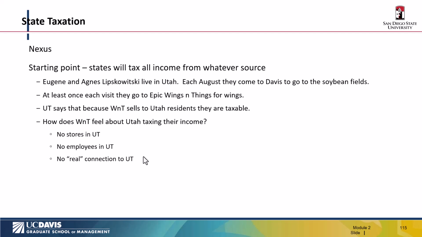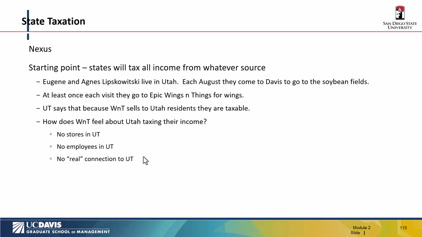So Eugene and Agnes Lipskowitsky live in Utah, and each August they come to Davis to go to the soybean fields. I don't even know that there are soybean fields in Davis, but I know there are fields everywhere around Davis, and so I pick soybeans. But at least once they go into downtown Davis and enjoy a little bit of Epic Wings and Things because they love the wings. They love that mild sauce on the tenderloins. So Utah says that because Wings and Things is selling to Utah residents, they are taxable. Remember, this is under the I'm going to tax all income from whatever source approach.